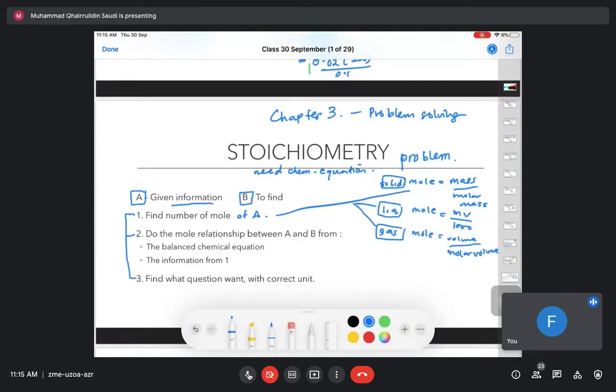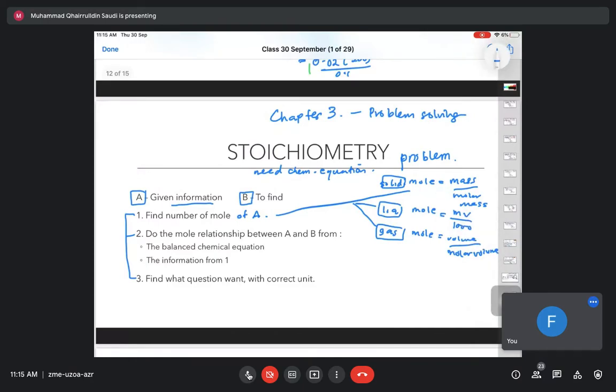Okay, this is recap, so I will go faster. Next, you will have to do the mole relationship between A and B from 2 things. One is from the balanced equation and another one is from the information that we find in number 1. From that, we will get number of mole of B. This is to find number of mole of B.